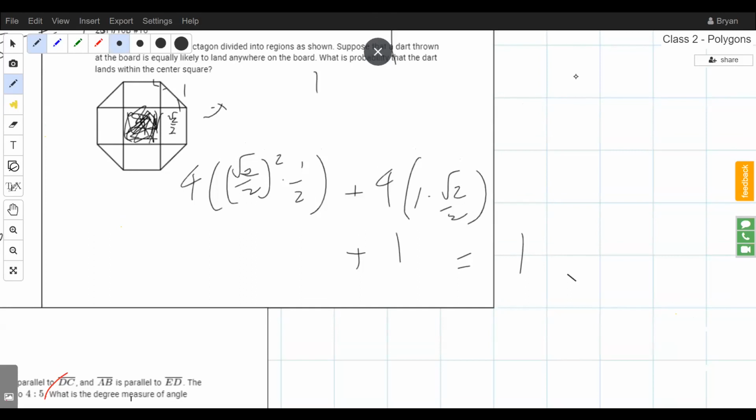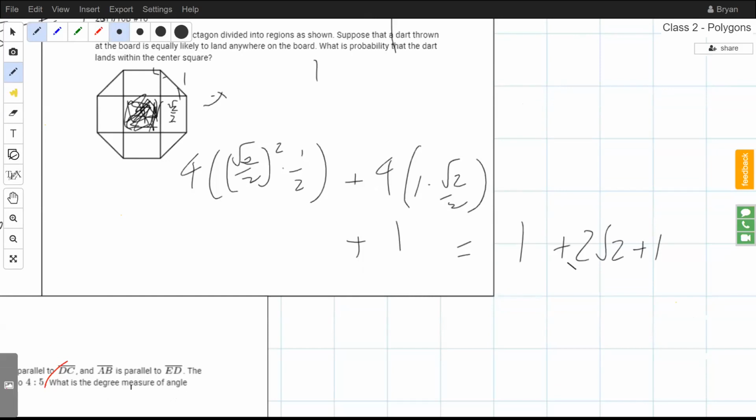I'll expand the problem again. Okay. I'll finish with, just give me a moment. 1 plus 2 root 2 plus 1, which equals 2 plus 2 root 2.